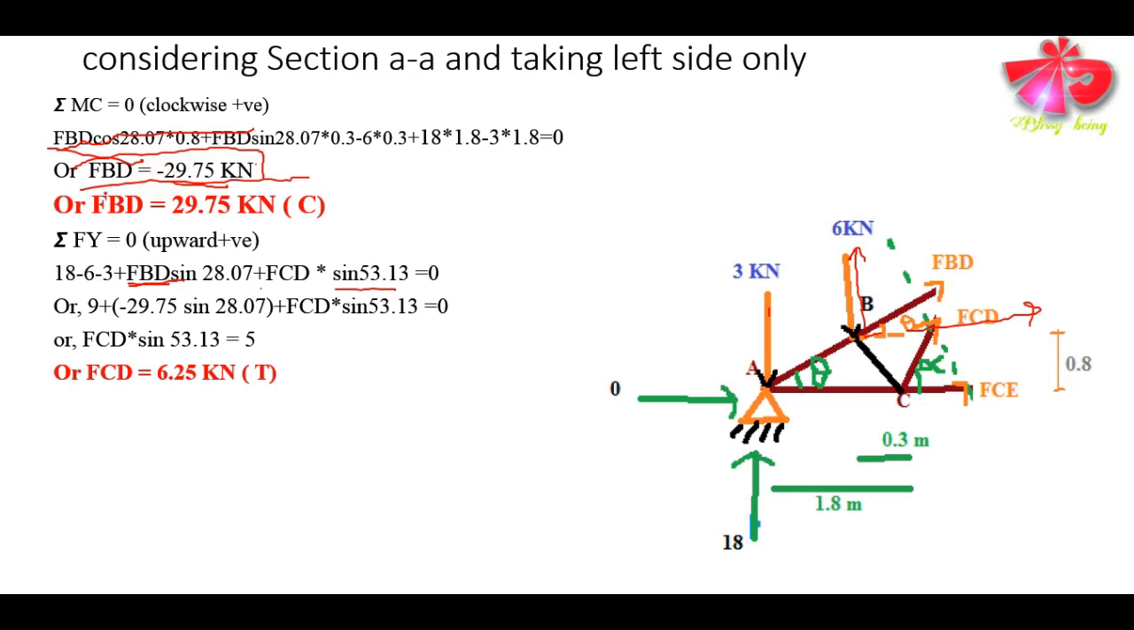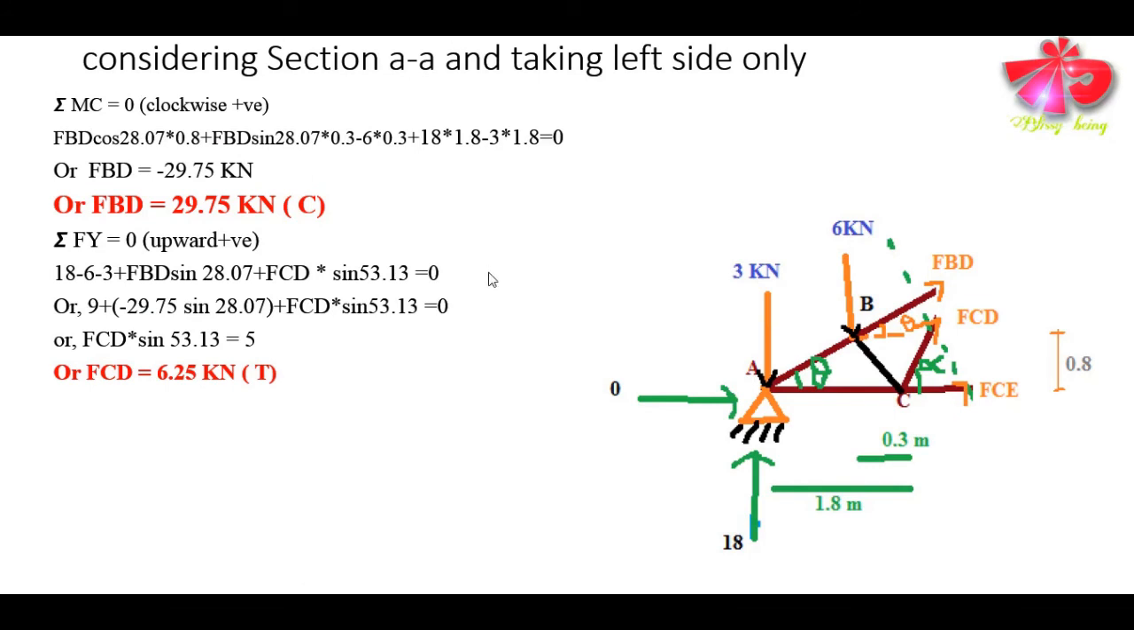So the FBD value is what? Minus 29.75 kilonewton. While substituting the value of FBD, we need to write minus 29.75 kilonewton. Okay, isn't it? If in this case it had come out to be plus 29.75, then we would write plus 29.75. This is the way we can write this expression. If we solve this, the value of FCD comes out to be 6.25 kilonewton.